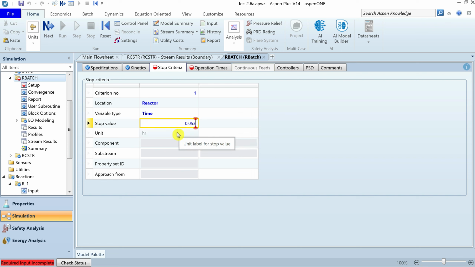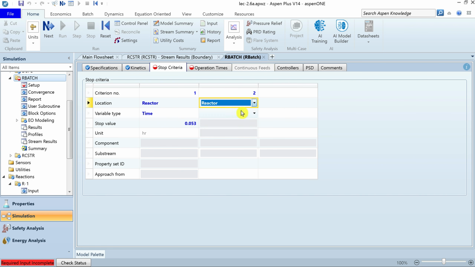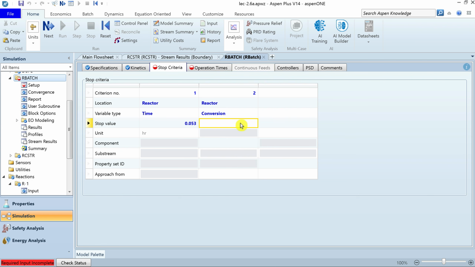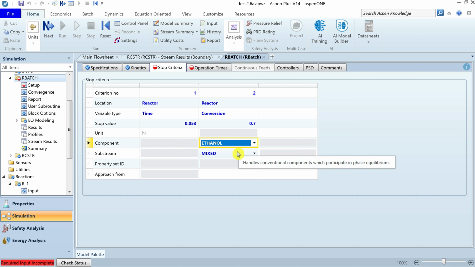That makes 3.18 minutes. At the same time, let's define other specifications for the reaction conversion. Define the reaction conversion inside the reactor. Since this is a reversible reaction, let's imagine a reaction conversion of 0.7. For conversion, you also need to specify the limiting reactant. Let's imagine ethanol in this case.